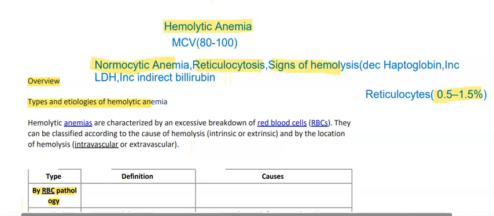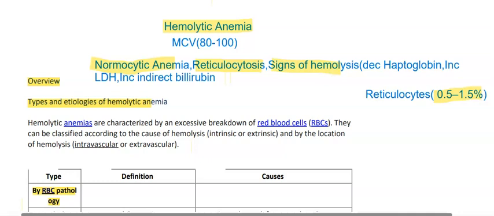We are discussing anemias, and we have already discussed in the overview portion that whenever a patient presents with signs and symptoms of anemia, first we check the MCV. If the MCV falls below 80, it's microcytic. If it falls between 80 to 100, it's normocytic, and if it is greater than 100, it's macrocytic.